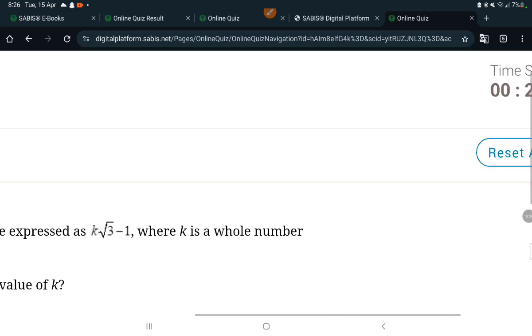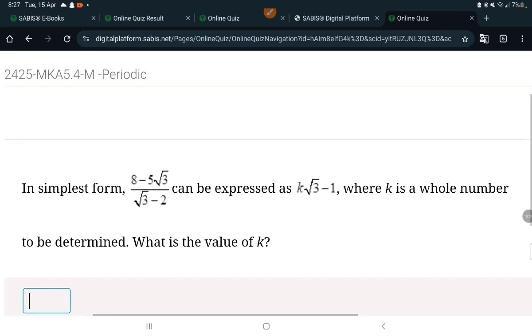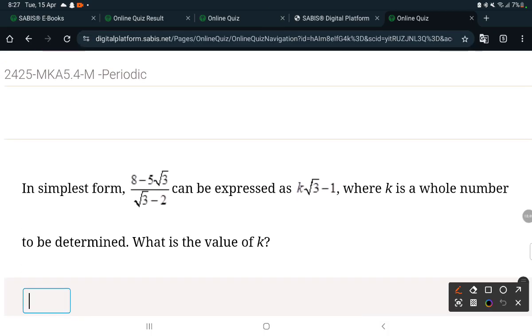Okay, for these types of questions, first of all, when you see a question like this, you're going to have to multiply the numerator and denominator by something called the conjugate. The conjugate is basically the denominator, so radical 3 minus 2, but with the sign flipped. So since we have a minus over here, the middle sign flipped, it's going to be plus. And we multiply this by the numerator and denominator.